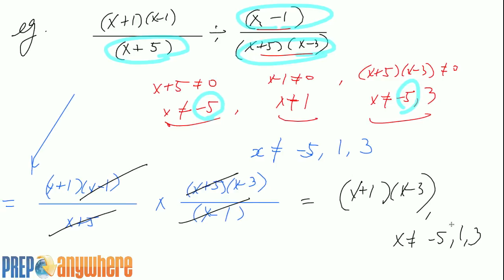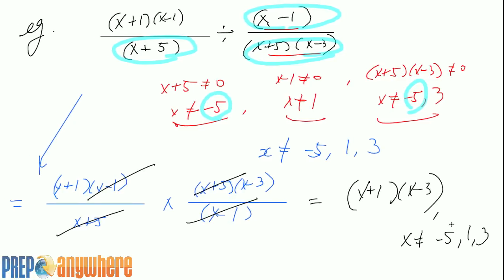Now look, the important point here is you must always find the restriction before you do any reducing. Okay, before you change anything. If you simplify and then you try to find the restriction, you got rid of all the restrictions already. Okay, so find the restrictions before you do any simplification.